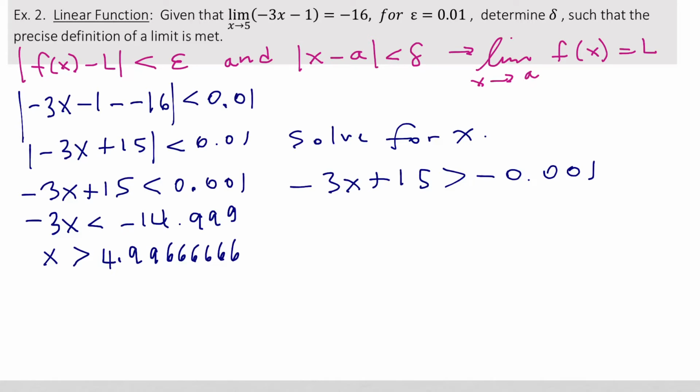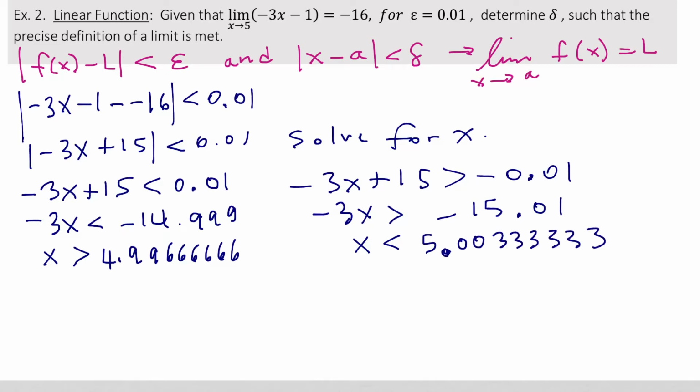Now I'm going to do the same thing over on the other one. I'm going to subtract 15 from the other side. Wait a minute, there's an extra 0 there, isn't there? Hold on, something's going wrong with the zeros. Let me fix this. Okay, got the zeros fixed. Now I've got negative 3x is greater than negative 1501. So if I divide by negative 3, that causes the sign flip again. So I get something with a bunch of 3s. That's what I got.